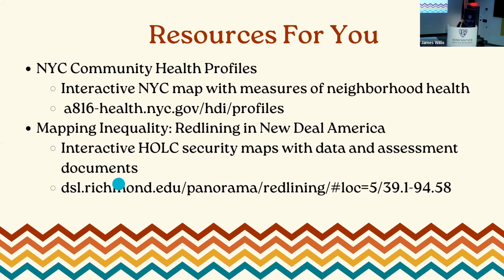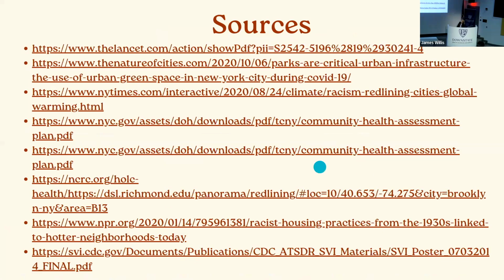Also, this website from the University of Richmond, Mapping Inequality, is where I got the documents about redlining. This is a really interesting interactive map that shows the security maps and has a lot of data and the real documents that the HOLC used to discriminate against minority neighborhoods. And there's my sources.